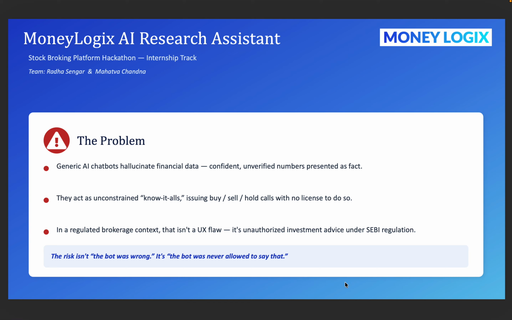I am Radha, handling full stack and agentic AI, while Mehak focuses on backend, RAG pipelines and agentic orchestration. We have developed an AI Research Assistant.